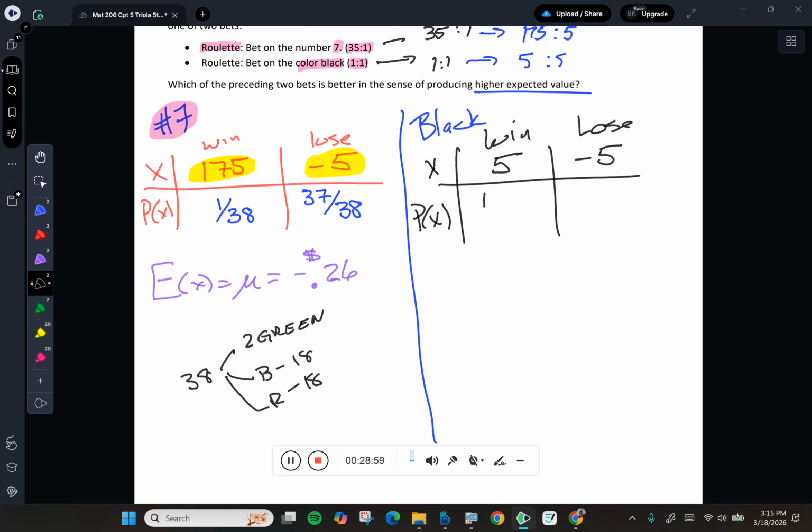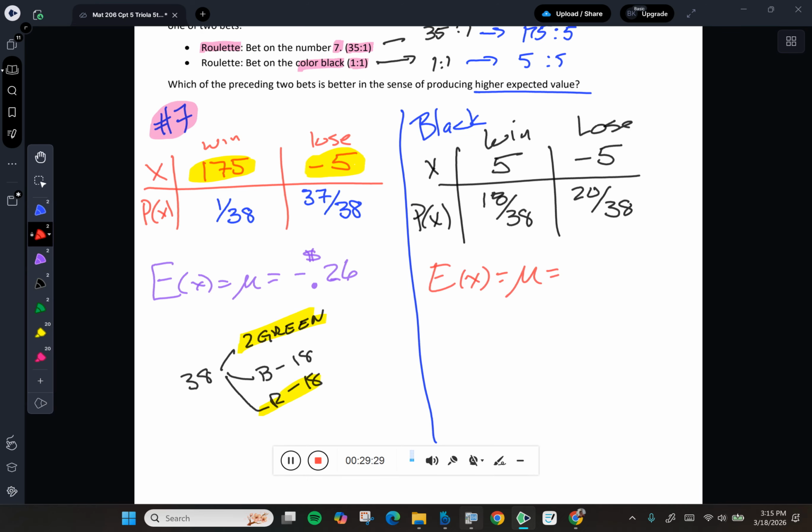So the probability that I will win is 18 out of 38. The probability I will lose is then 20 out of 38. Now you might be saying, hey, where did 20 come from? I lose if it lands on red or green for a total of 20 different ways to lose. Right? My expected value, again, remember that's going to be the mean of this distribution.